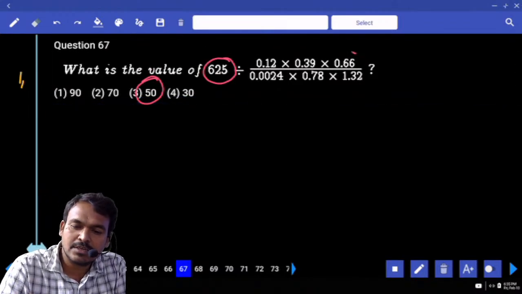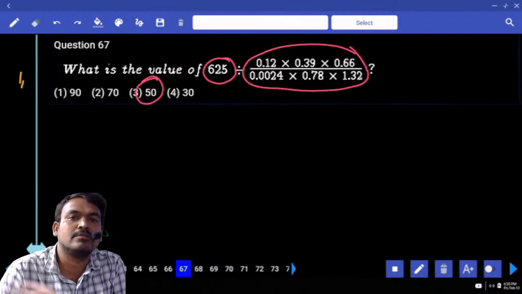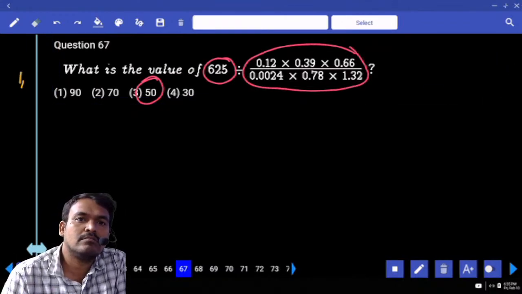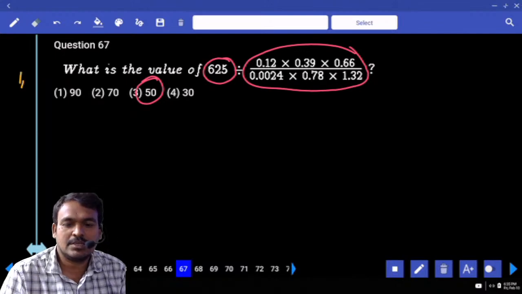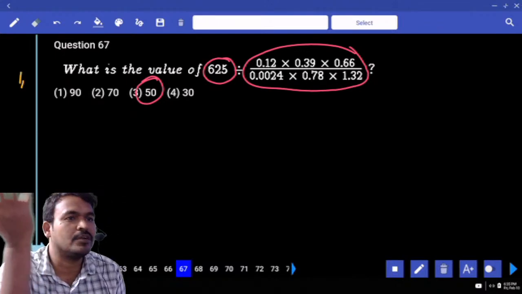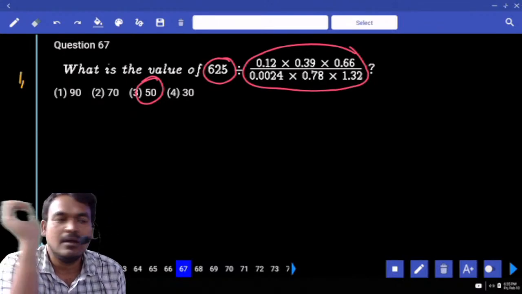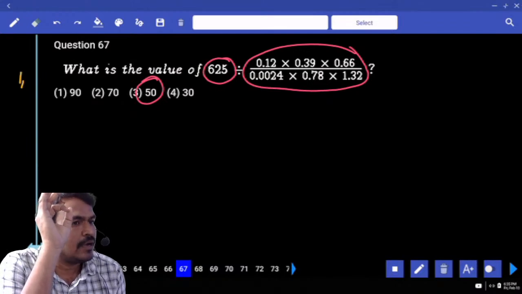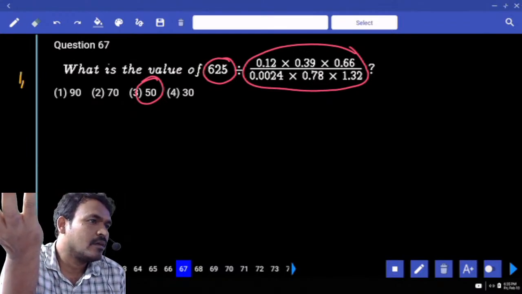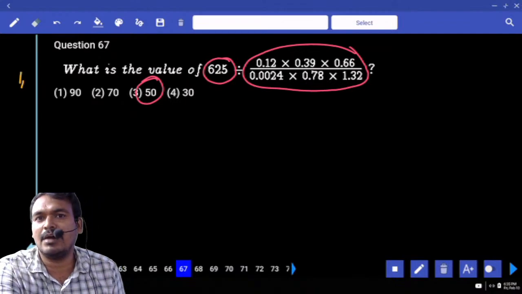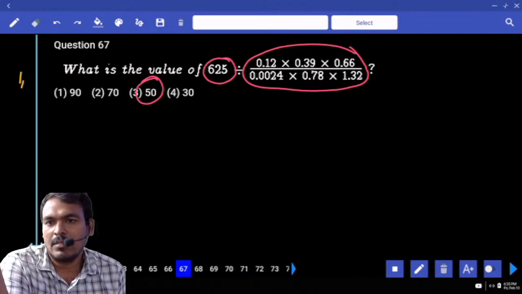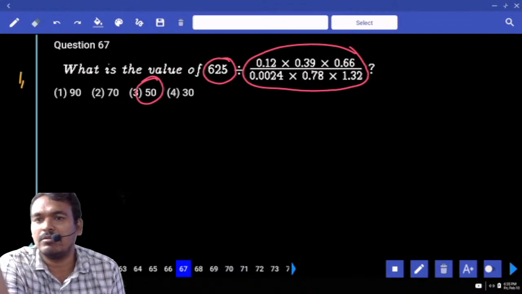Any cancellation in denominator with 25 multiples? No, or not? 625 is written as 25 into 25, or not? Okay. Numerator value is definitely 25 multiple, or not? Any cancellation in denominator with 25? No. Obviously the answer is 25 multiple, or not?